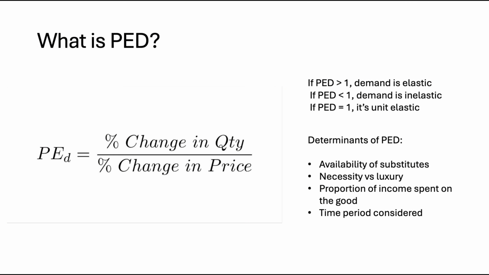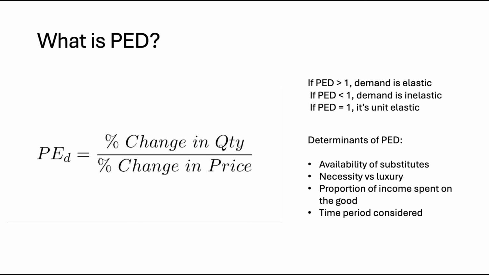Price elasticity of demand measures how responsive the quantity demanded of a good is to a change in its price. Formally, the formula is price elasticity of demand is equal to percentage change in quantity demanded over the percentage change in price. If price elasticity of demand is bigger than 1, then demand is elastic and consumers are very responsive to price changes. If it is smaller than 1, then demand is inelastic and consumers don't respond much to price changes. And finally, if it is equal to 1, it's unit elastic.